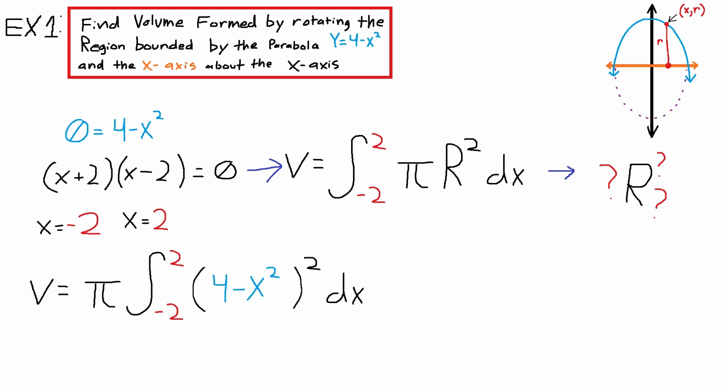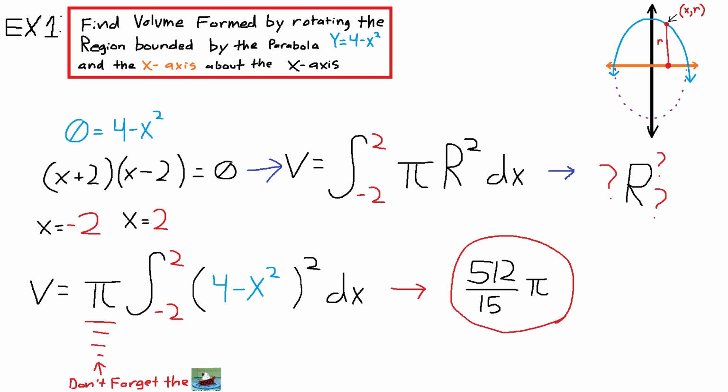So we're going to plug in our function to big R and simplify the equation a little bit. We can pull out the pi because the pi is constant, of course. And if we plug that into our calculator, we should get an answer of 512 over 15 pi.